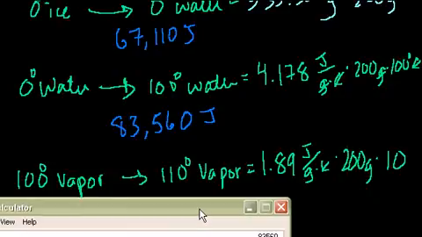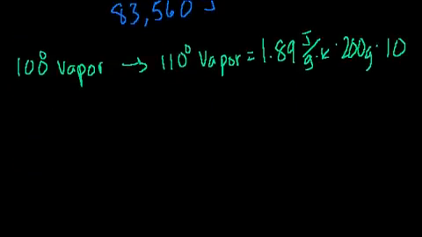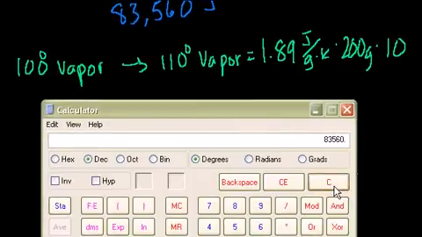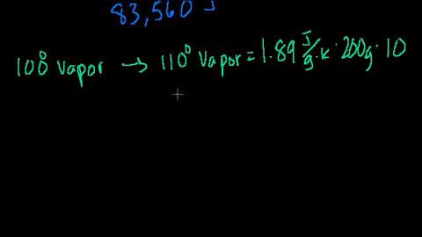So what is that? Let me get the calculator out again. So we're dealing with a 10-degree change, 10 degrees Celsius, times 200, times 1.89 is equal to 3,780. And I just realized I made a horrible mistake.